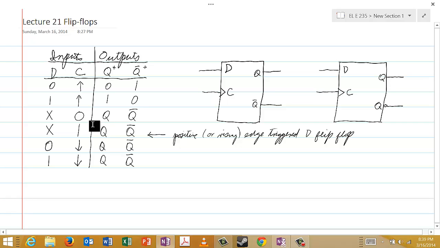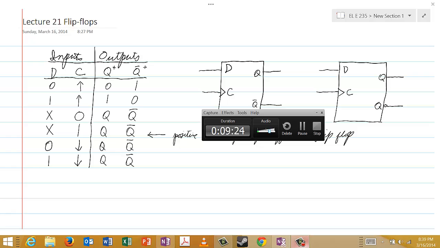And then the only other thing you need to keep in mind is whether it's a positive edge triggered D flip-flop or a negative edge triggered D flip-flop, also called a falling edge triggered D flip-flop. But this is how the D flip-flop works. And now let's look at another kind of flip-flop.